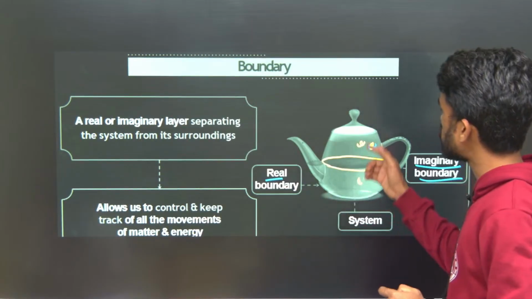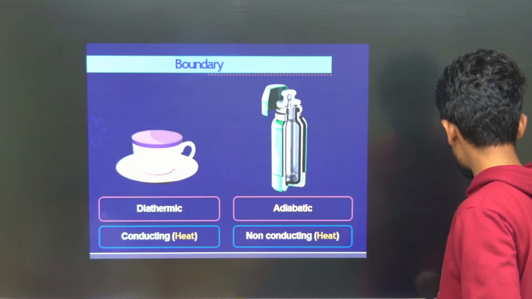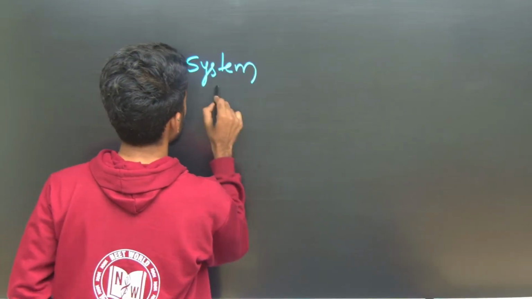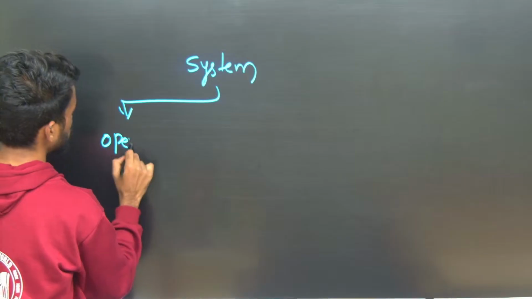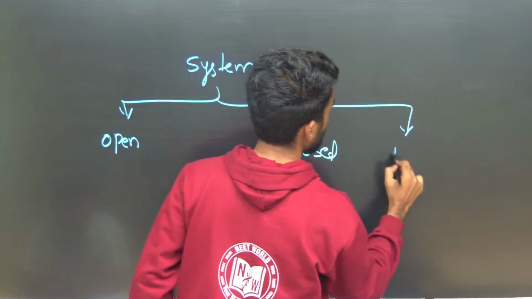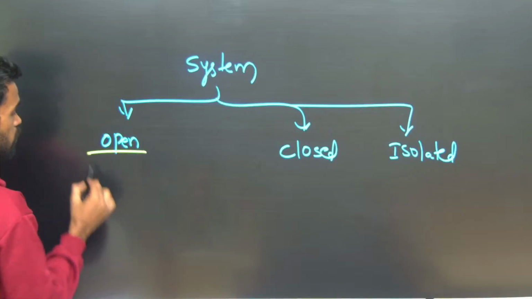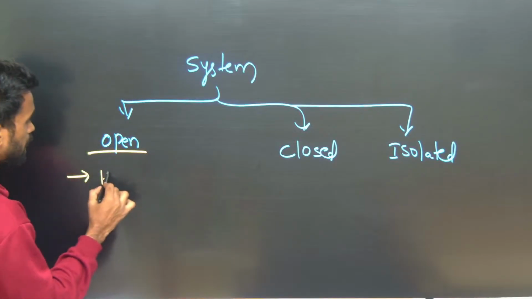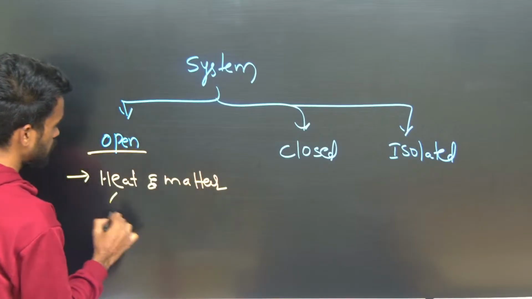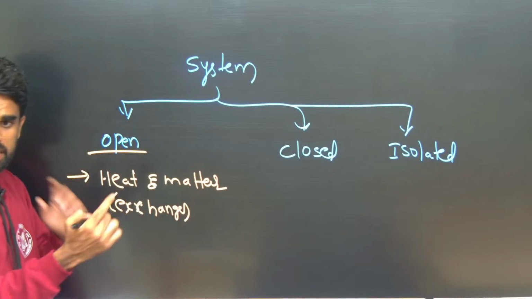Now we need to classify the system into different types. System is classified into open system, closed, and the other one, isolated. Open system means the system is able to exchange both heat and matter between system and surroundings.